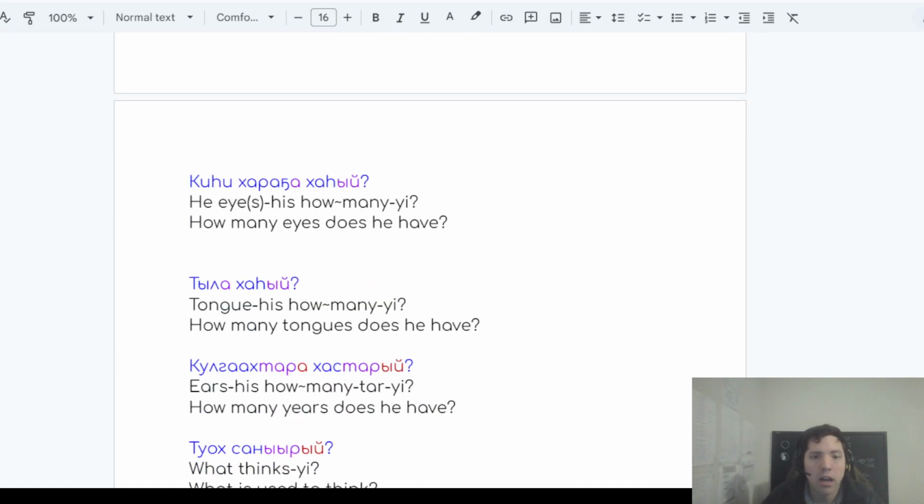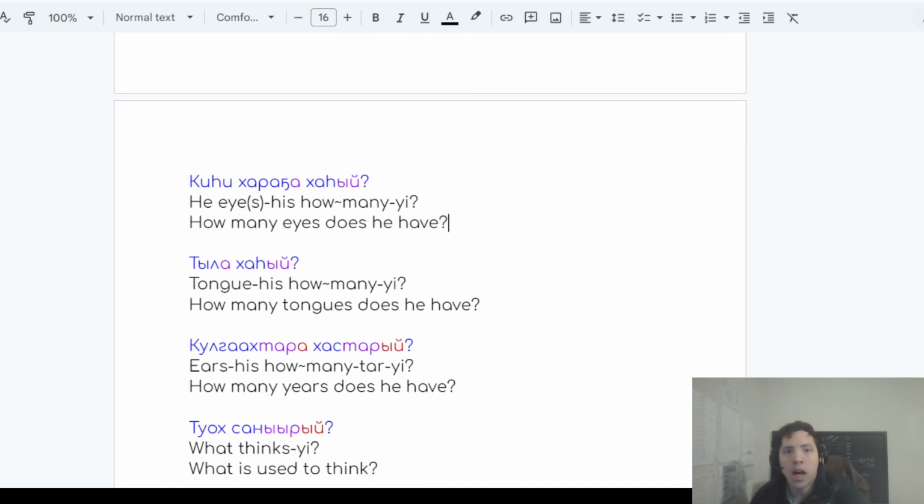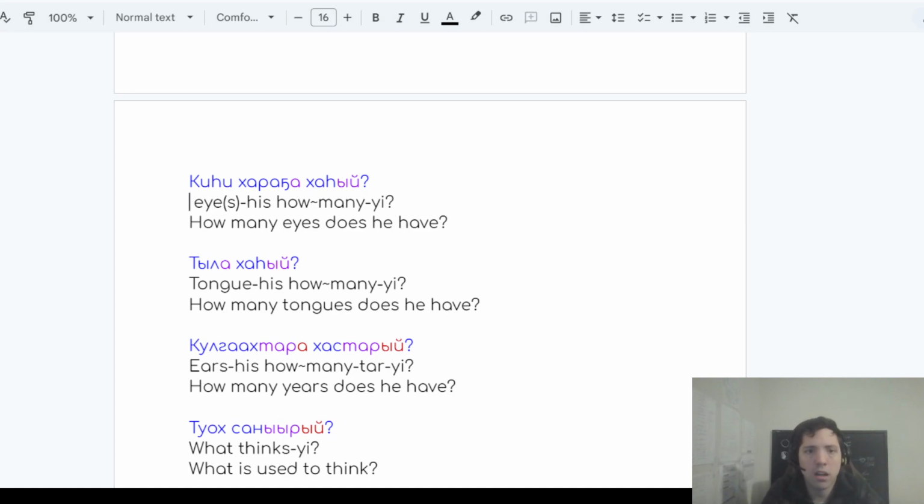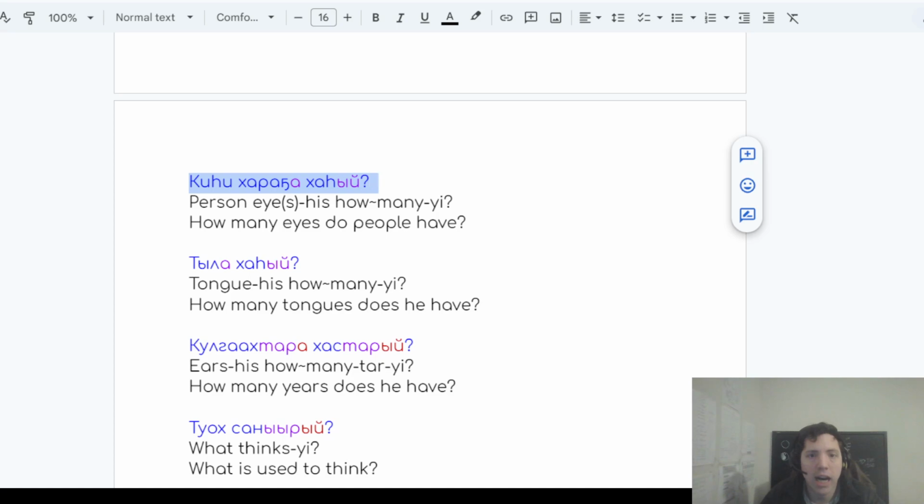Tel hadagi. Kihi haraga chachi. How many eyes does he have? It's not really he. Probably thought it said kini. Person. How many eyes does a person have? It could also be people in general. How many eyes do people have? How many eyes does one have? You could also say in English. Kihi haraga chahi.